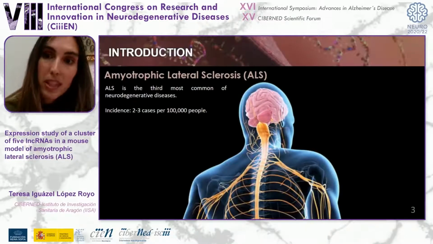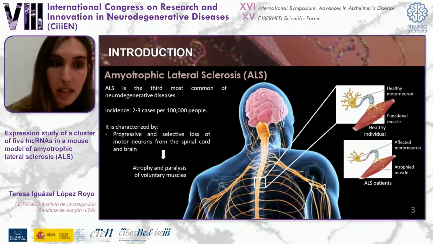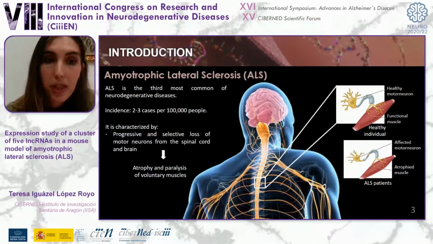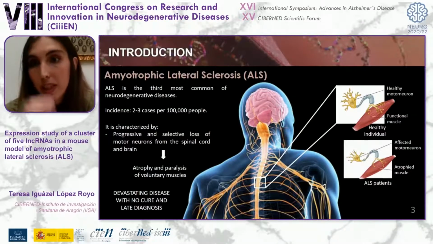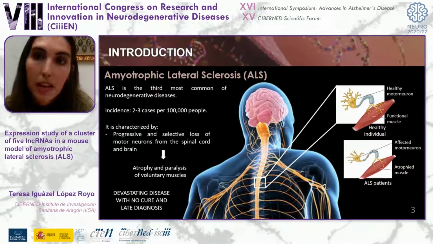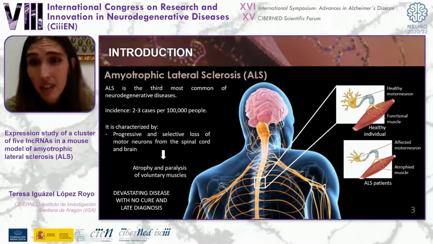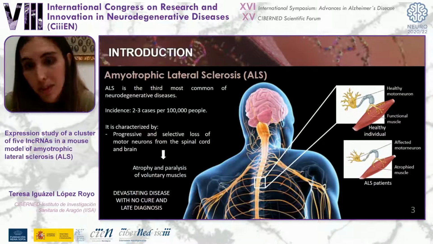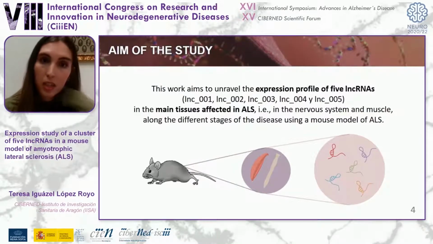As you probably know, because these days we have been listening to talks about amyotrophic lateral sclerosis, this is one of the most common neurodegenerative diseases. It is characterized by the progressive and selective loss of motor neurons from the spinal cord and brain, which leads to atrophy and paralysis of voluntary muscles. It is a devastating disease with no cure that results in patient death within 3 to 5 years from diagnosis. In fact, one of the main challenges it poses is this late diagnosis that is due to the lack of good biomarkers.